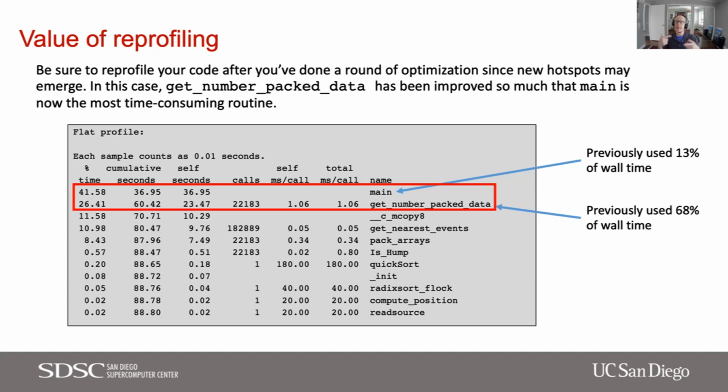So in this case, now that we're done optimizing get number packed data, we'll probably want to go back and optimize main. And by going through several cycles of profiling and optimizing, I believe we were able to get this code running about 20 to 30 times faster, and that's not including any speed up that we get from going parallel. So that's just the speed up of the underlying serial application.